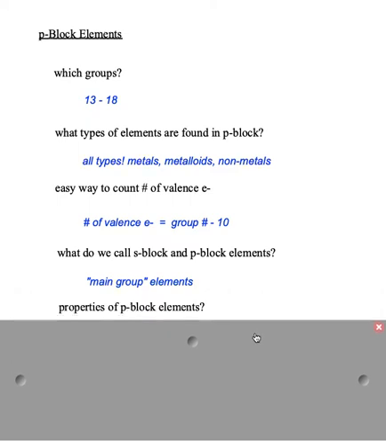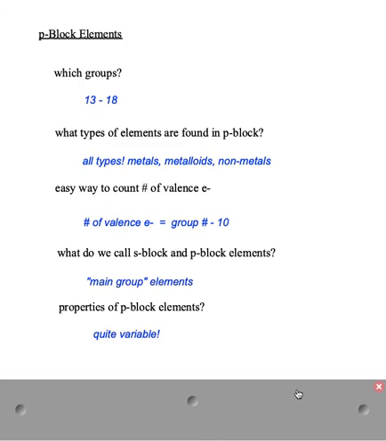Can we say anything generally about the properties of the elements in the p block? No, we can't. They're quite variable. We have noble gases that are completely unreactive. We have fluorine, which is an incredibly reactive gas. We've got some metals. We've got some metalloids. Quite variable.